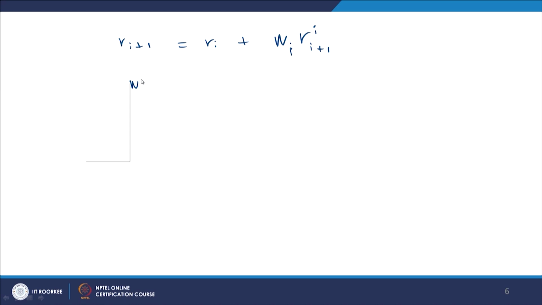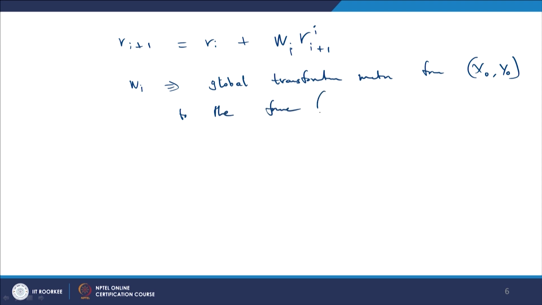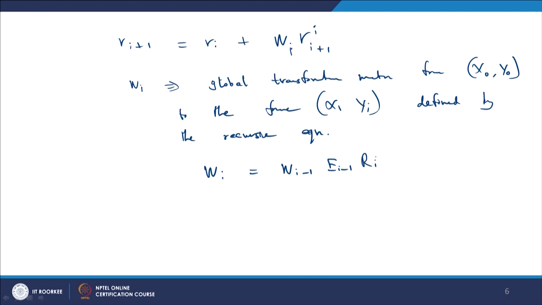Here W_i is the global transformation matrix from the base frame x0, y0 to the frame xi, yi, defined by the recursive equation given by W_i equal to W_(i-1) E_(i-1) R_i, which implies W_i equal to W_(i-1) hat R_i, with the condition W_0 hat equal to the identity matrix.